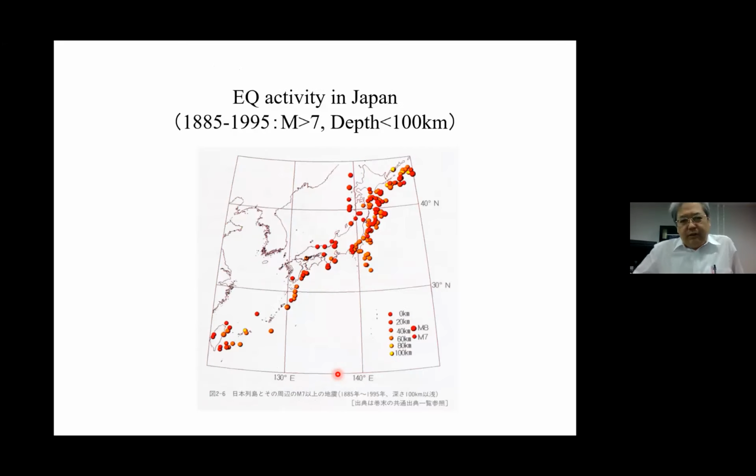If we take only the large earthquakes over 100 years, here we show the activity with magnitude greater than 7 and shallow. The Japan islands are given here, and dots indicate their epicenters, hypocenters. You see, near the seashore we have many large earthquakes, mainly subduction large earthquakes. So this is very similar to the Indonesian situation.